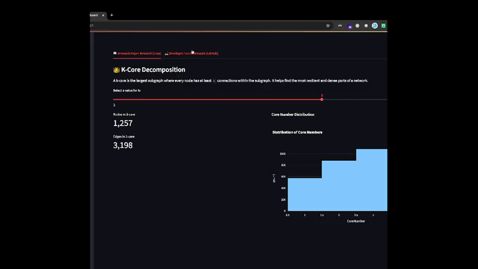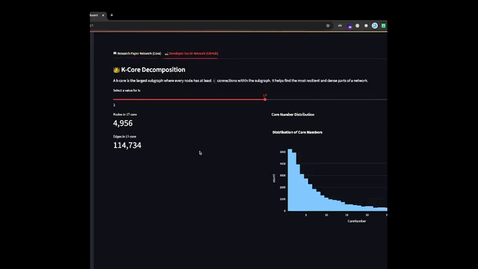For the GitHub network, we find a stable inner circle of developers who are highly connected to each other. The number is greater than that of the research paper dataset. Here the core numbers and counts can be visualized.